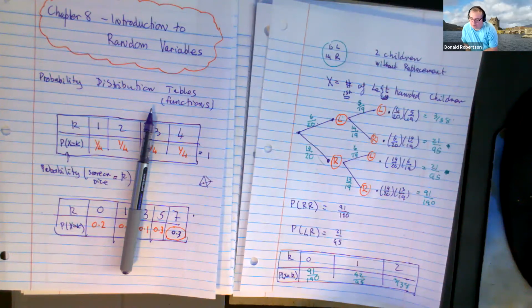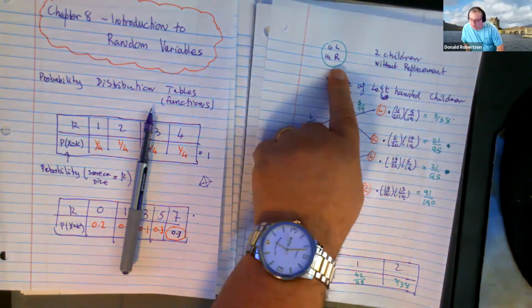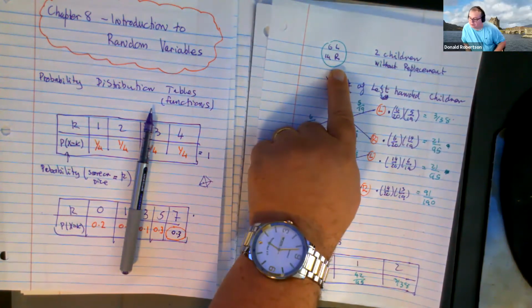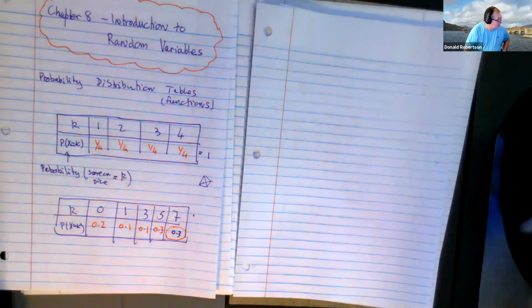Are we comfortable with that process? How you construct a probability distribution from picking 2 kids without replacement, left and right-handed. Let's, well, there's only one last question to do.